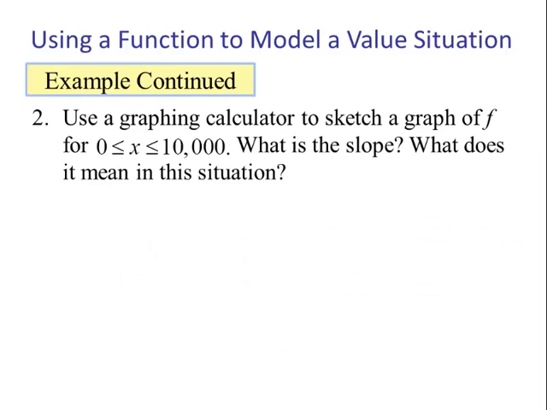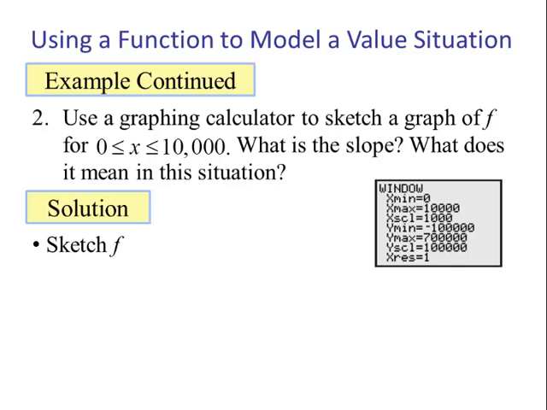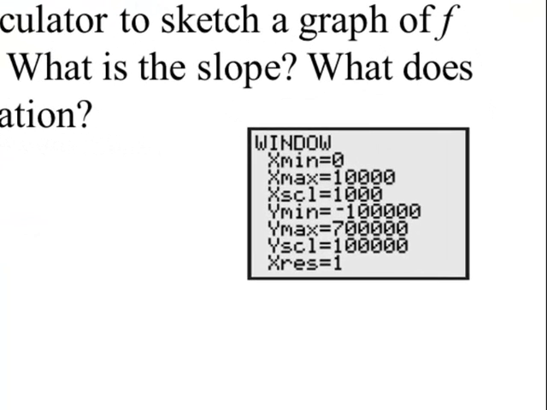Number 2. Use a graphing calculator to sketch the graph of f for the domain from 0 to 10,000. What is the slope? What does it mean in this situation? Solution: to sketch f, we first want to enter the equation in y1. Then we need to set the window settings. We want the domain to be between 0 and 10,000. I'm going to count by 1,000.